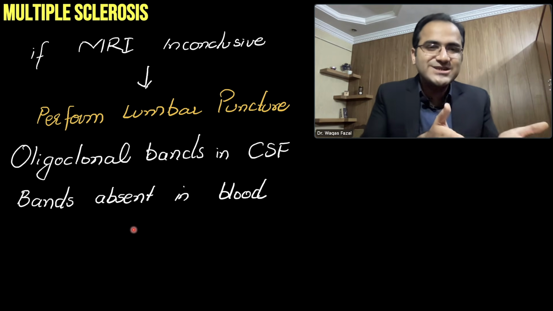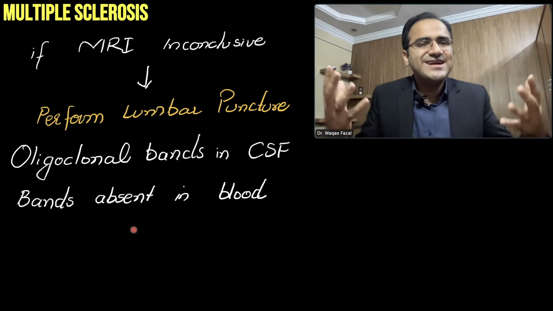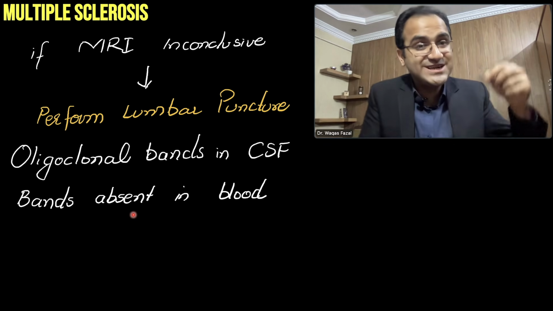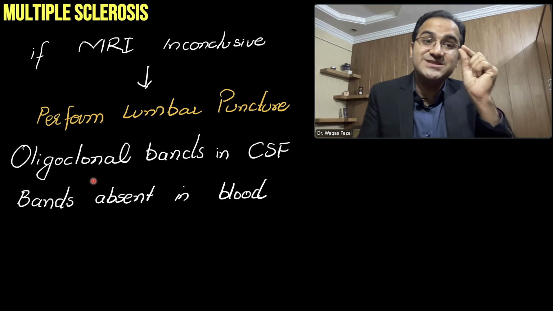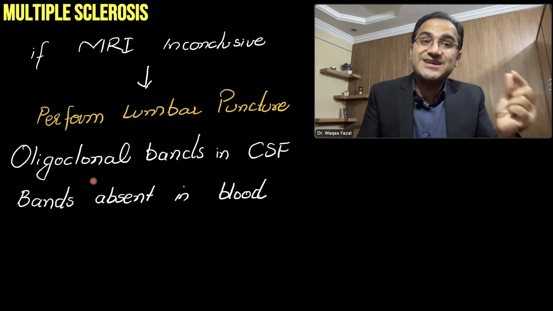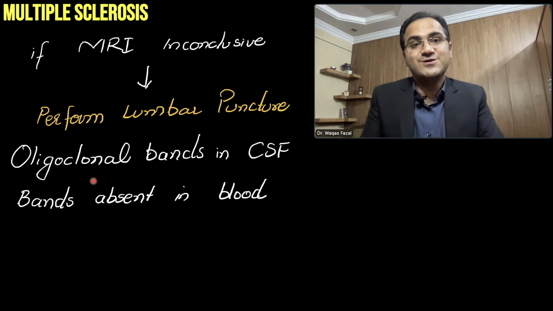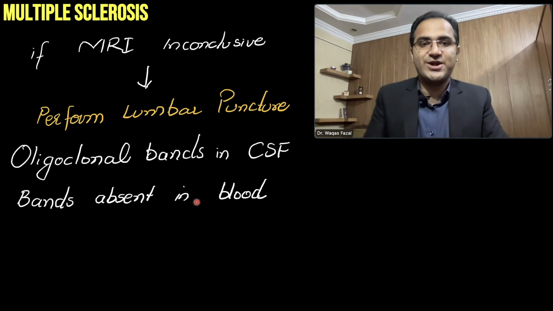If these bands are present in the blood as well, it means that there is some infection in the body, and for fighting that infection, the body is producing antibodies. But if those bands are absent in blood and present only in CSF, it means that these are the antibodies that are damaging the oligodendrocytes of the central nervous system, and they are causing multiple sclerosis. So the finding in lumbar puncture is oligoclonal bands in CSF, and these bands are absent in blood.